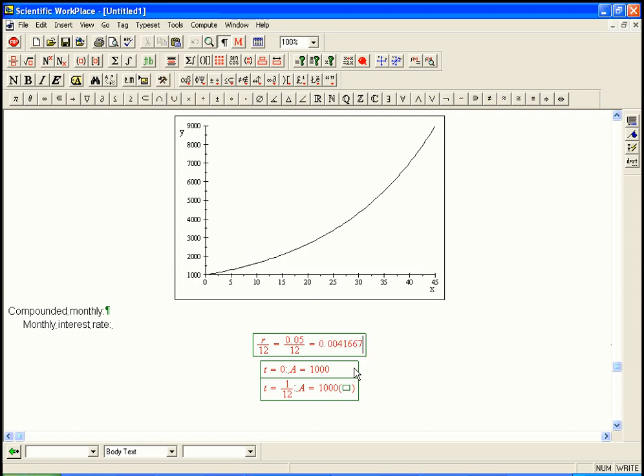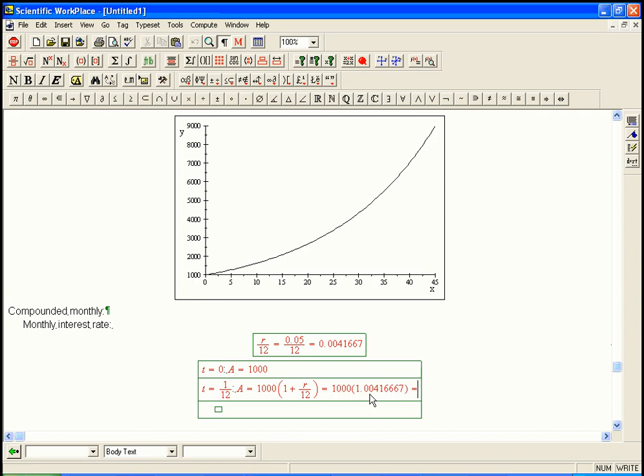We know that we want to do that by multiplying by 1 plus r over 12. So that equals 1,000 times 1.0041667, and so that's going to be $1,004.17. That doesn't sound like a lot, but remember that was after only 1 month of just sitting around and watching your money.